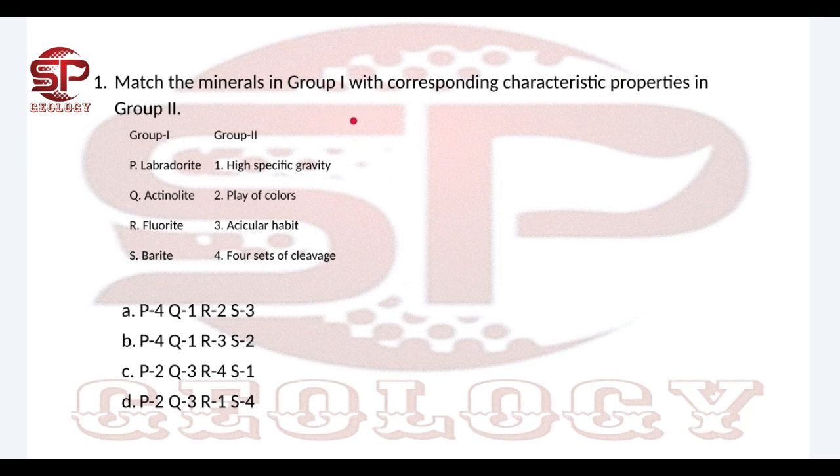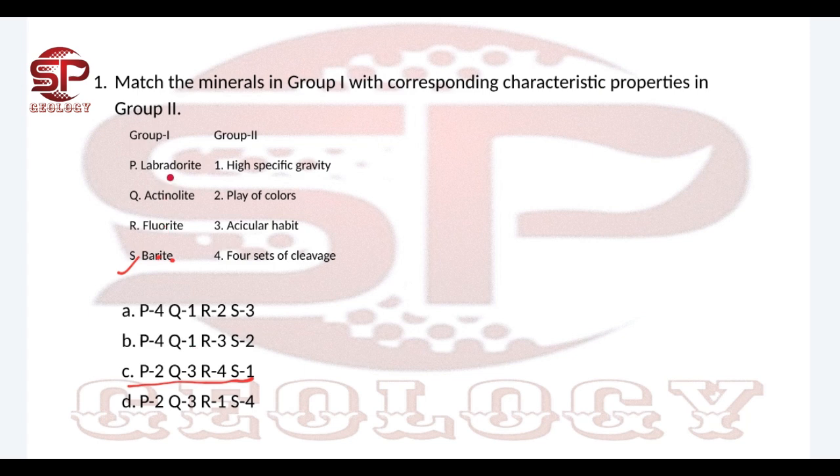Match the mineral groups 1 with 2. The labradorite, then actinolite, chlorite, barite. Barite you have encountered two times. Then this is the third time. So barite has high specific gravity. There is only one option here where we see barite with high specific gravity. So that will be the answer.